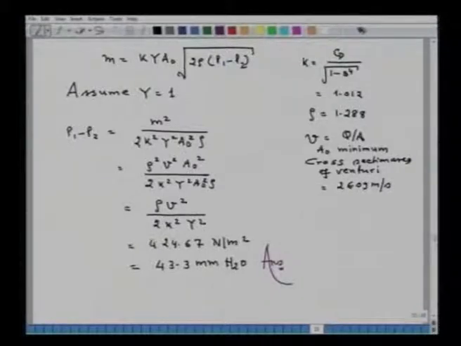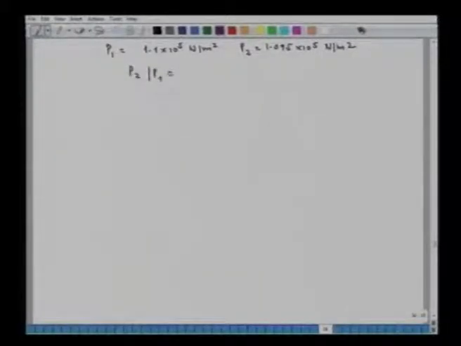You know the formula for y. P1 is given to us as 1.1 into 10 to the power 5 Newton per meter square. So, P1 minus P2 is equal to the pressure difference. So, P2 comes out as 1.095 into 10 to the power 5 Newton per meter square. What I could do is substitute. So, P2 upon P1 is equal to 0.996.